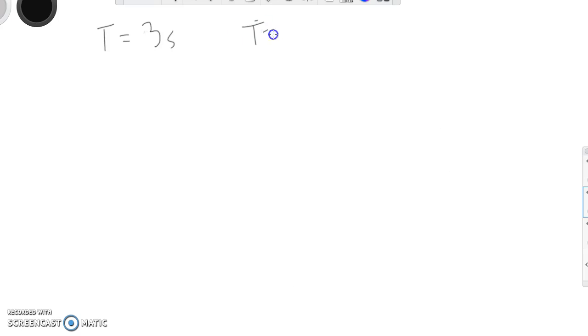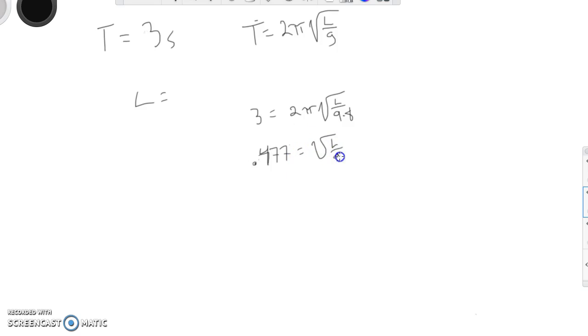Okay, so what I'd like you to do now, let's say that we have a pendulum that we want to have a period of 3 seconds. Go ahead and tell me how long we should make that pendulum. Alright, so we can divide by 2 pi, get that 0.477 equals the square root of L over g. We'll square both sides and get 0.228 equals L over g, and then just multiply that 9.8 over and get that L is equal to 2.23 meters.